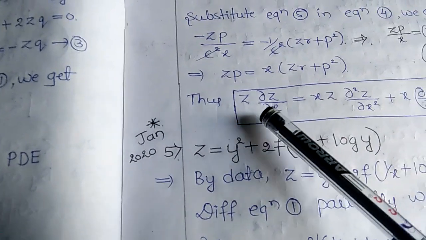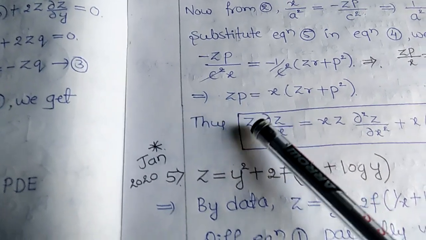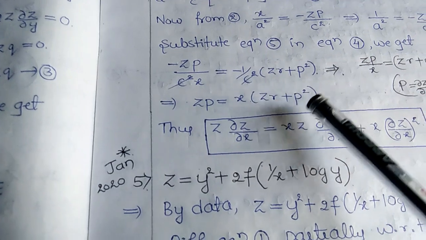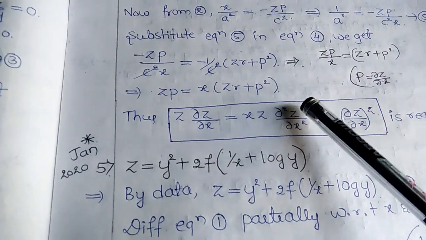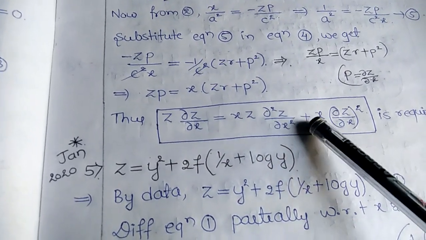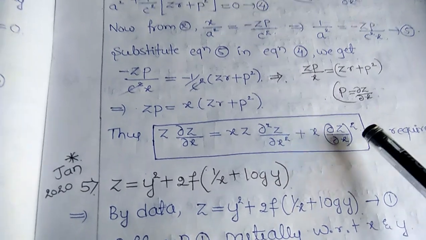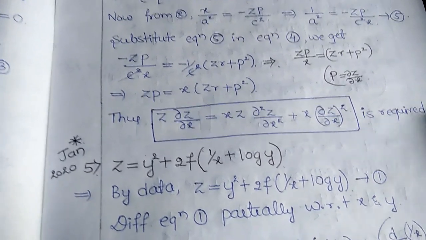So write the solution. What is the p value? Dou z by dou x. So z into dou z by dou x is equal to x into, removing the bracket, x into z into, what is the value of r? Dou square z divided by dou x square, plus x into p square. What is the p value? Dou z by dou x, whole square. This is the required partial differential equation.